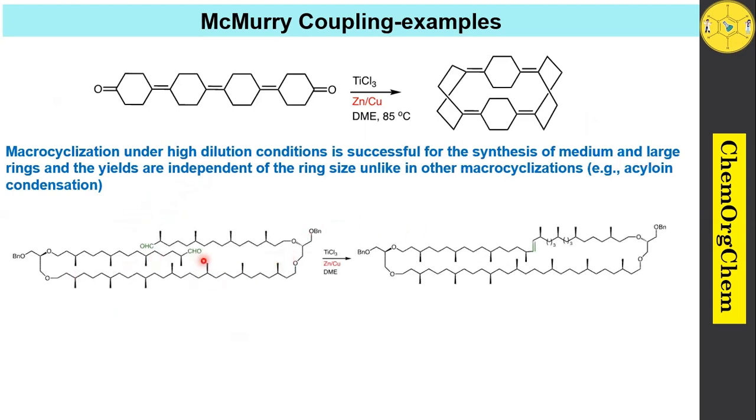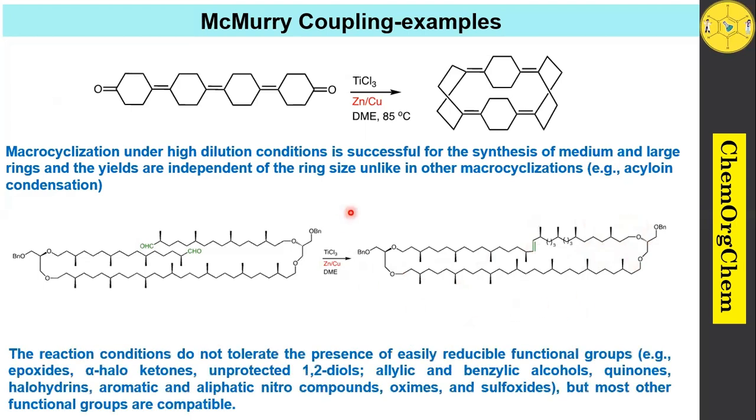Take this example, here you see an aldehyde, here also an aldehyde. When you subject it to this condition, it readily produces the corresponding macrocyclic alkene product. So even though there are a lot of applications of the McMurry coupling reaction, some downfalls also exist. This reaction condition does not tolerate the presence of easily reducible functional groups such as epoxide, alpha-haloketones, unprotected 1,2-diol, allylic or benzylic alcohol, quinones, halohydrins, aromatic and aliphatic nitro compounds, oxime and sulfoxide, but most other functional groups are compatible.